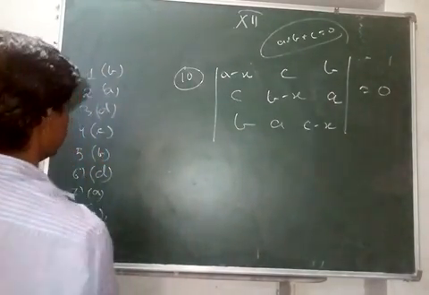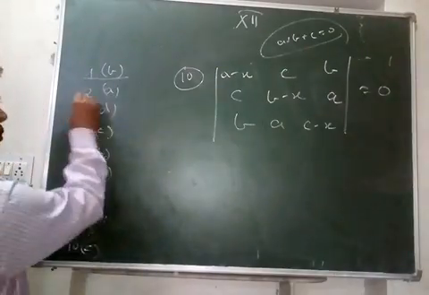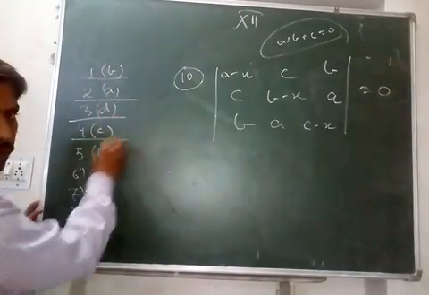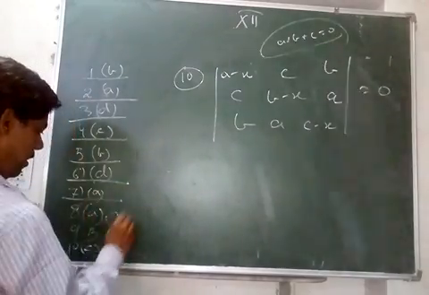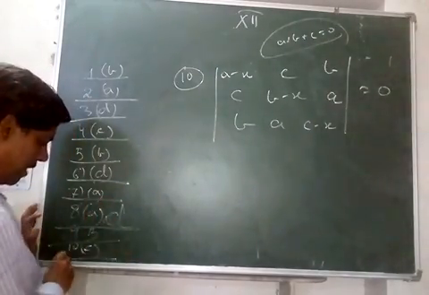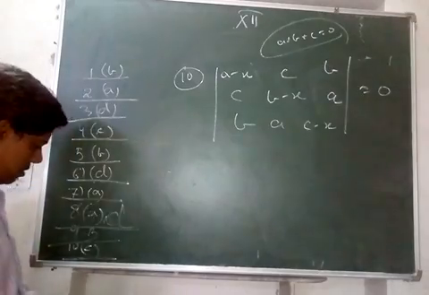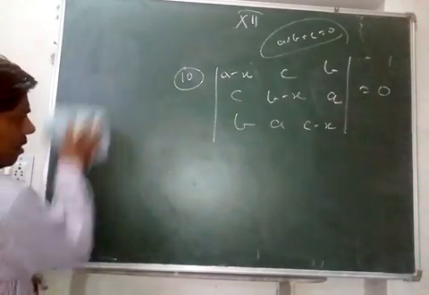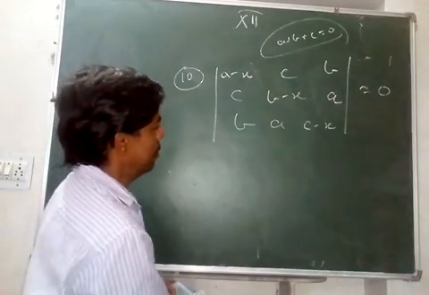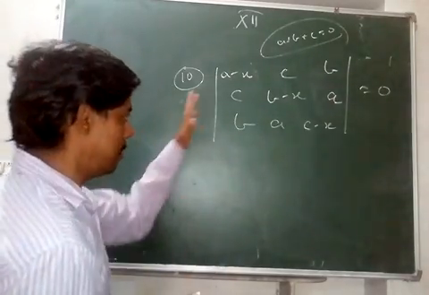So one more time, the answers: 1b, 2a, 3d, 4c, 5b, 6d, 7th a, 8th a and d, 9th b and 10th c, right? So you can just note them down. And now come to question number 10. Question number 10, there were two choices. Let's see how to solve this.